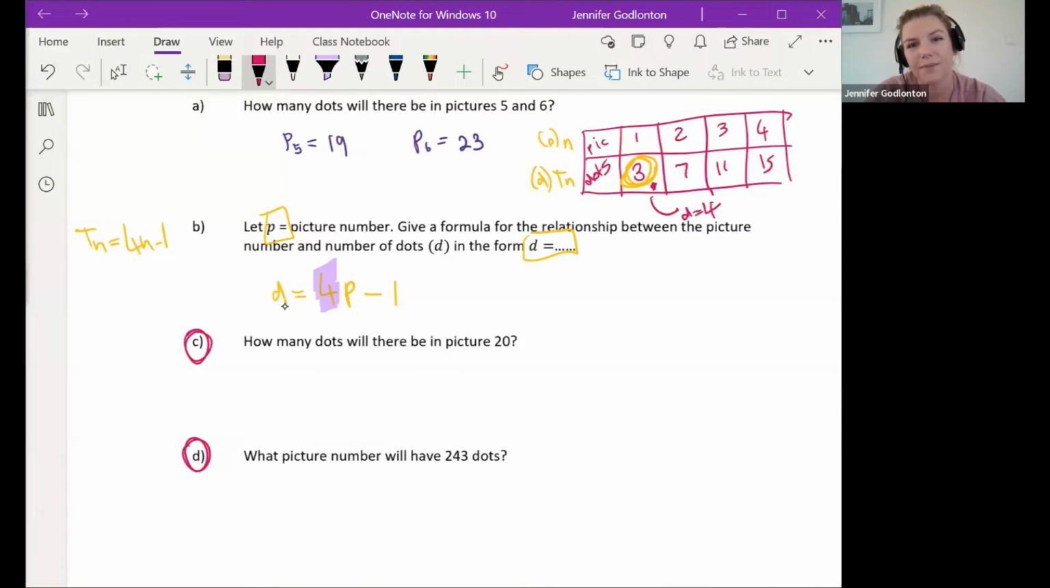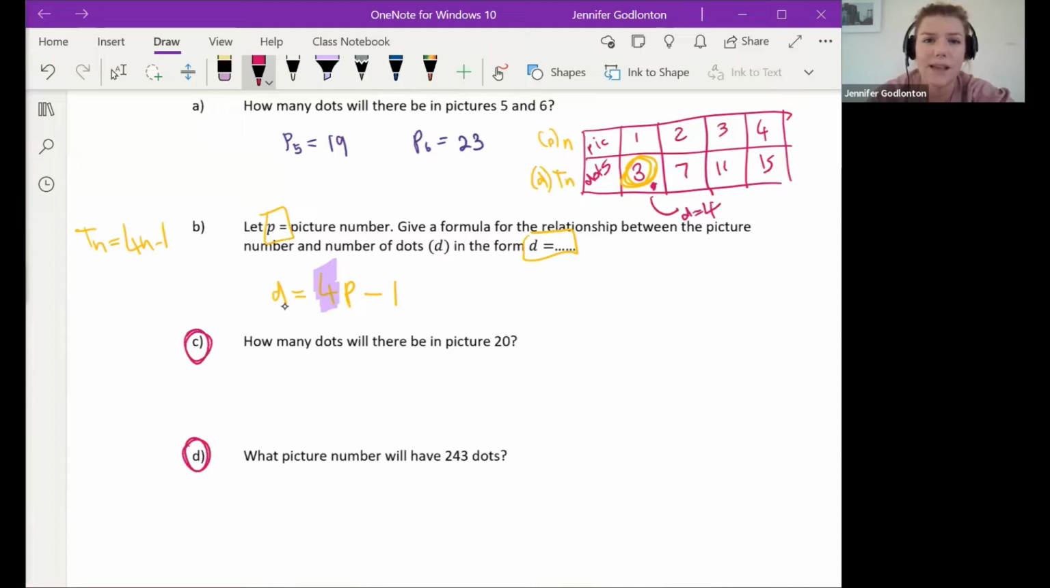So we say Tn, and then you can choose any term from the sequence. So you put that in the place of the Tn.